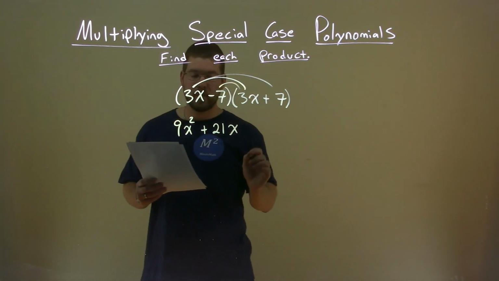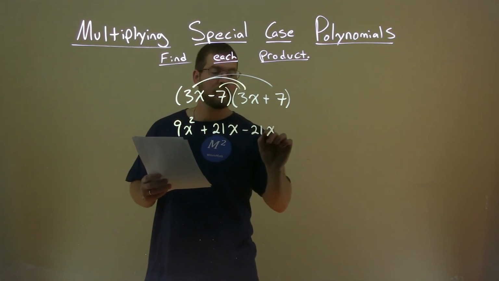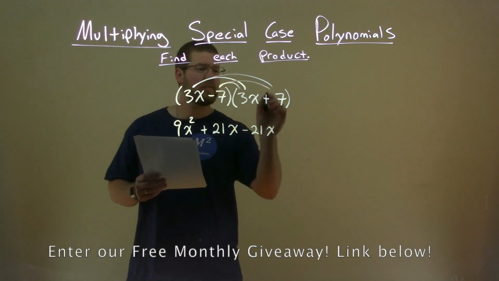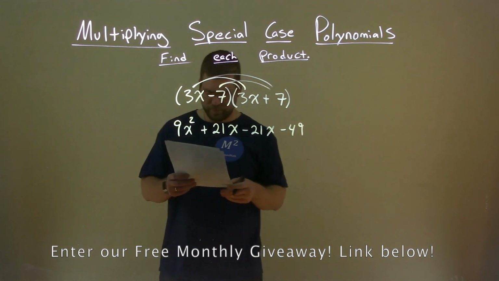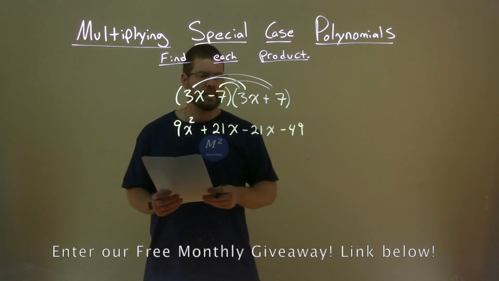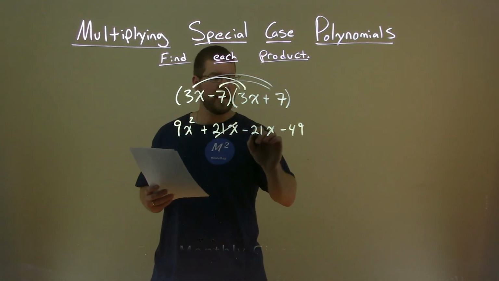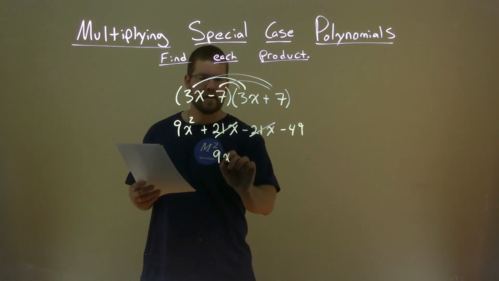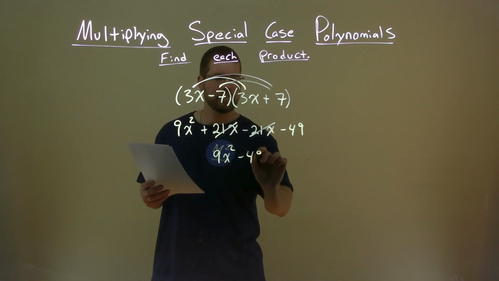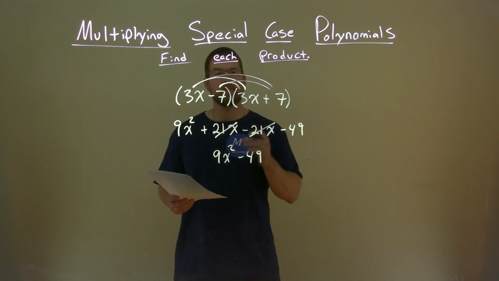Negative 7 times 3x is a minus 21x. And negative 7 times a positive 7, well, that's a negative 49. So now we need to simplify. Luckily here, 21x and minus 21x will cancel. So we're left with 9x squared minus 49, and that is our final answer.